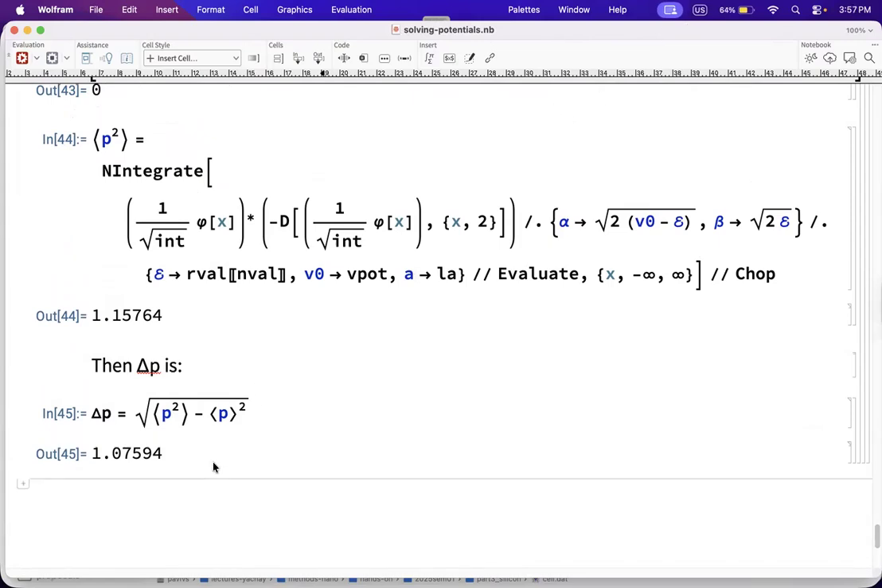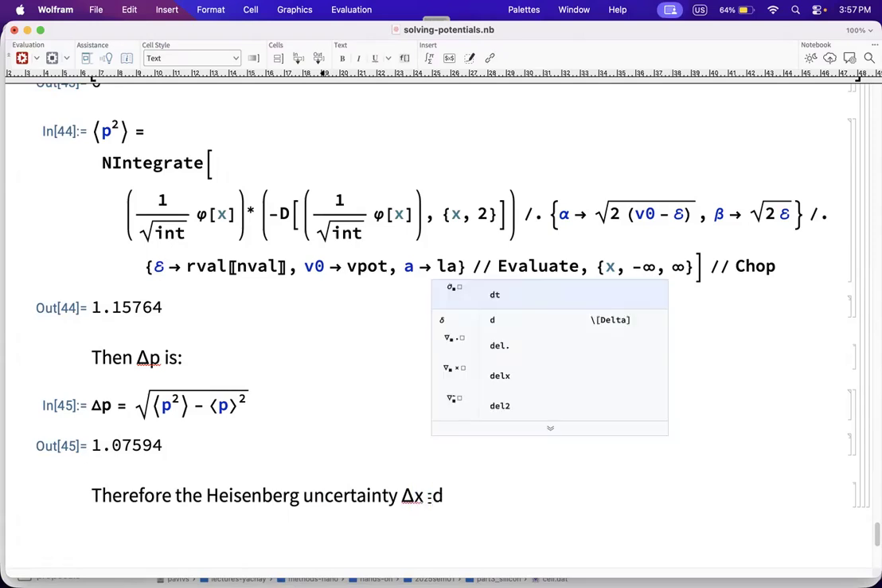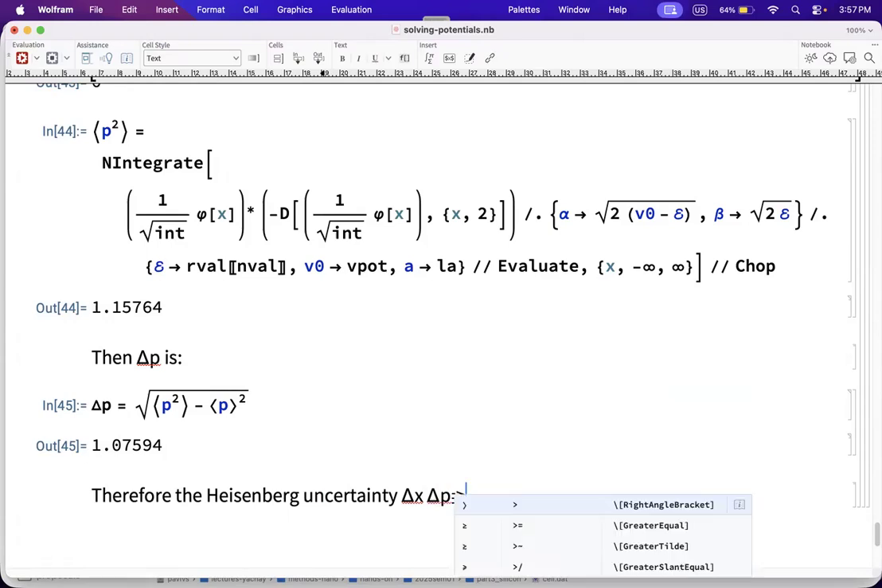Okay. So now then, we have this. Therefore, I'm going to put the text here. Therefore, the Heisenberg uncertainty principle says that the uncertainty in position multiplied by the uncertainty in the momentum is more or equal than h bar over 2, right? We have this from Heisenberg uncertainty.